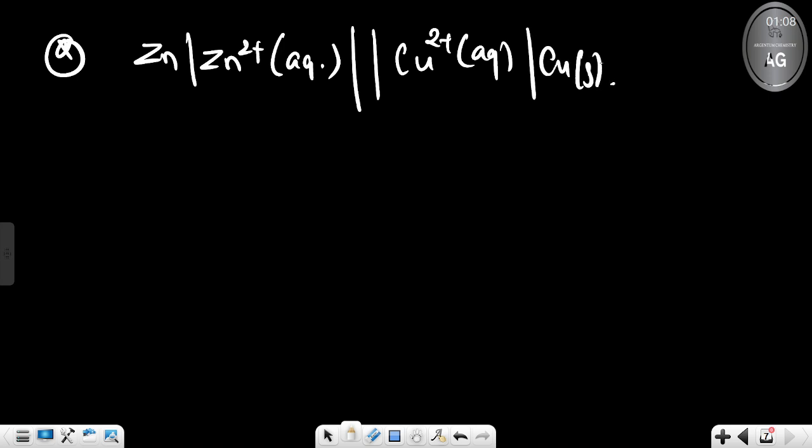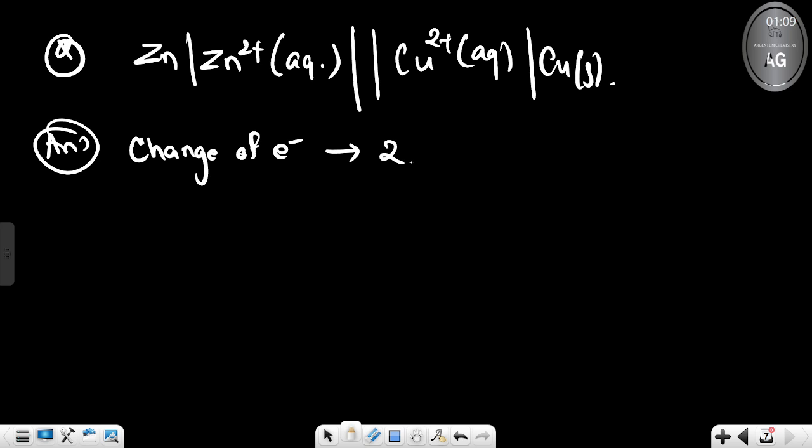First question I'll ask you is, what is the change of electron? Means how many electrons are changed over here? Then you will say it's very easy. Only 2 electrons are changed over here. Absolutely correct. This will be called as n. So the n value will be required. So n means number of change of electron. We will represent it as n.